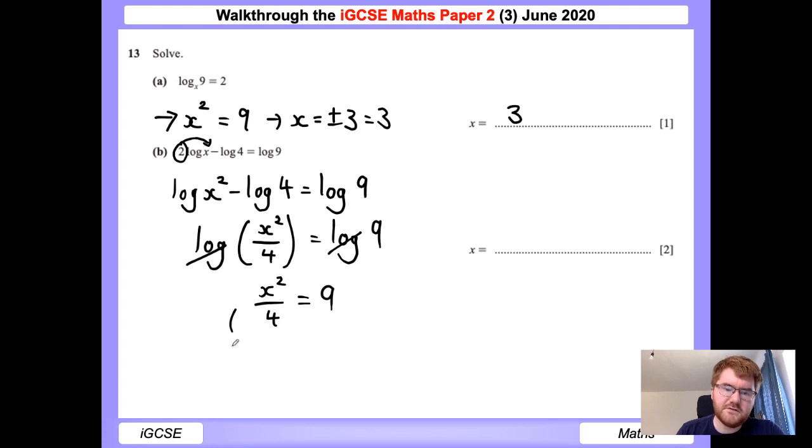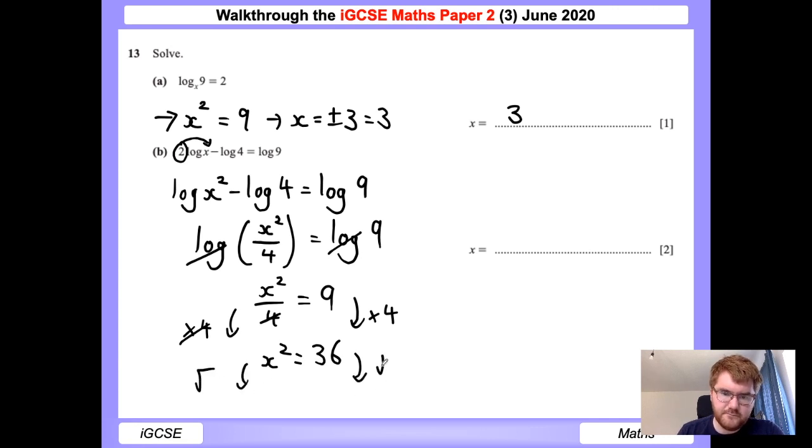And from here, we're just going to a normal equation, so we times by 4 on both sides. This cancels with this, we get x squared is equal to 36, 9 times 4 is 36. We square root, and then we get x is equal to, strictly speaking, plus or minus 6, but for logs, we take the positive answer. So we get x is equal to 6.